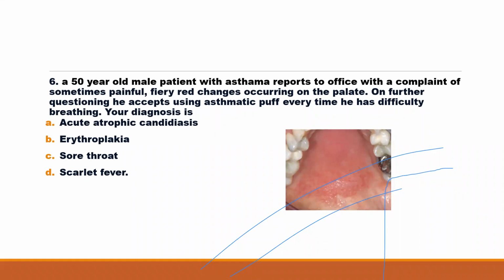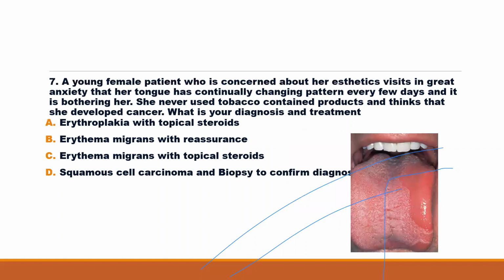Sharing results for question 6. Okay, the answer for question 6 is A, acute atrophic candidiasis, simply because the patient is asthmatic and he's supposed to be using the asthma puff, and that's why candidiasis. Seventh question.